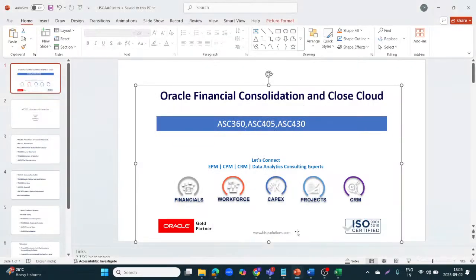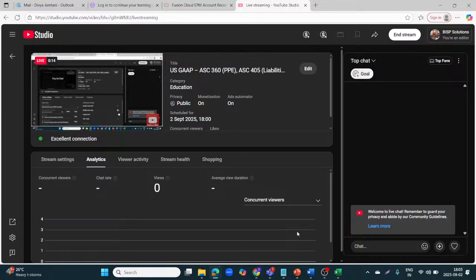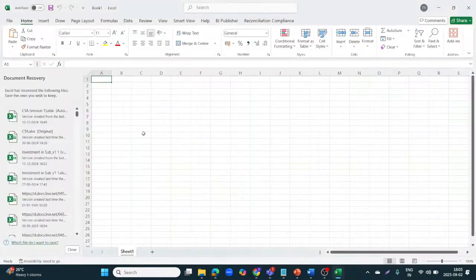So today we are going to see Accounting Standard Codification 360, 405 and 430. So Accounting Standard Codification 360 under US GAAP stands for Property, Plant and Equipment.